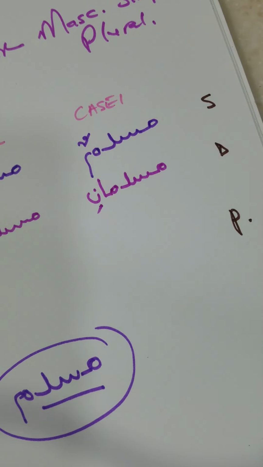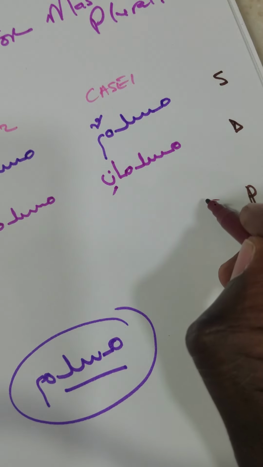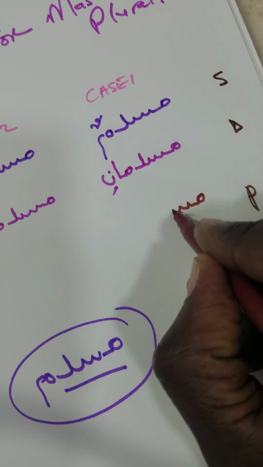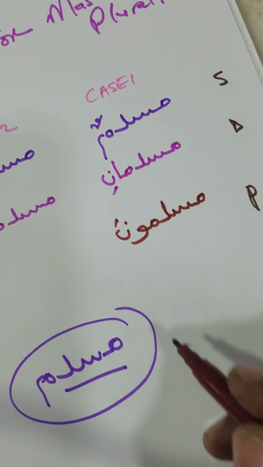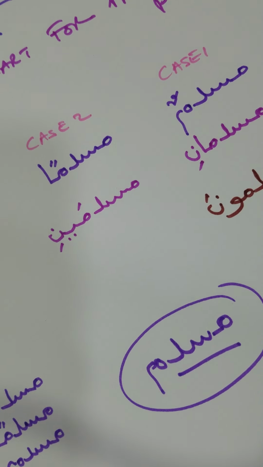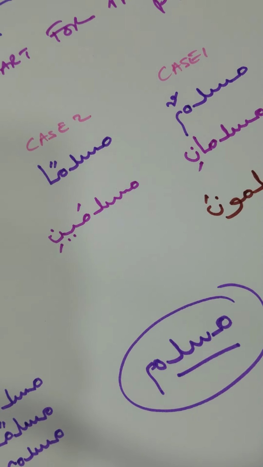Okay, then plural, you remember we said we put the un. We're talking about the simple case, one which is not complicated. Okay, plural is going to be Muslimuna, if you remember what we have just talked about. Muslimuna or Muslimina.